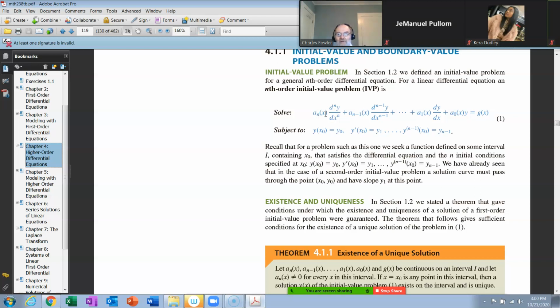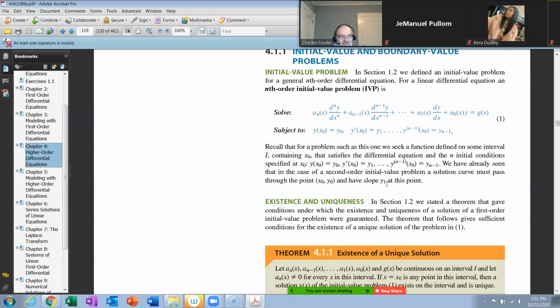initial values. Now recall that for a problem such as this one, we seek a function defined on some interval I containing that x sub 0, which has to be there, that satisfies the differential equation and the n initial conditions, all n of them, specified at that same initial value, x sub 0. We've already seen that in the case of second order initial value problems, a solution curve must pass through the point and have the same slope. That was back in Section 1.2, but we were only doing first order equations in general then, though we did show that's the case.